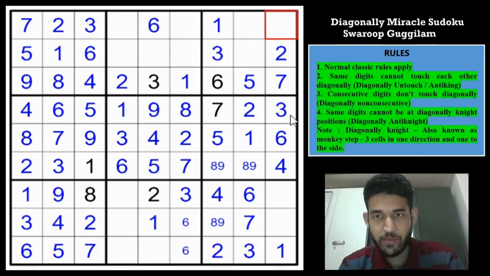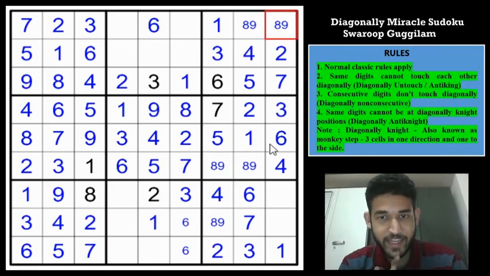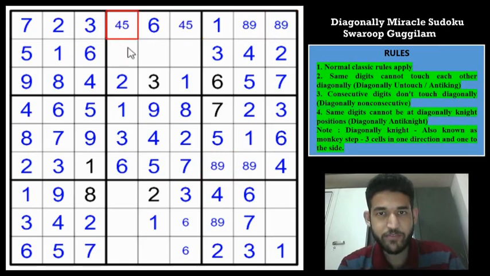Okay, but 4 can't be in this cell and 4 can't be in this cell as well, right? Diagonally consecutive, so 4 has to go here. And these two cells must be 8 and 9. So I feel that the 8 and 9 are nicely stacking up. So 1, 2, 3, 6 and 7, 8 and 9. Remaining are 4, 5.